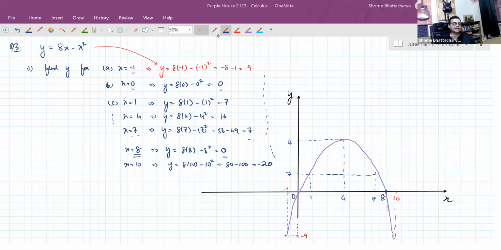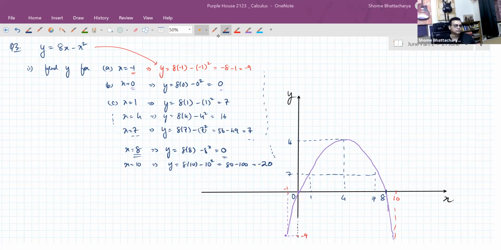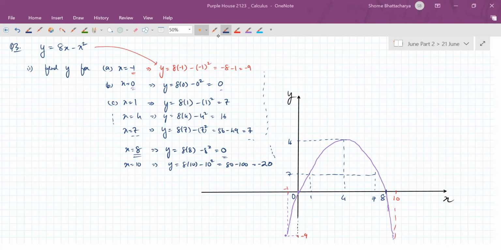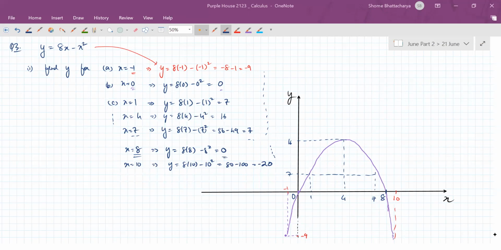See, dy by dx we have calculated by differentiation above. It is 8 minus 2x. Now in that you put the value of x as 0. You understand? Okay, I'll explain that part also. Anyway, so this first part is clear now, how to calculate the value of y for each of the given values of x. Okay, and then plot this.